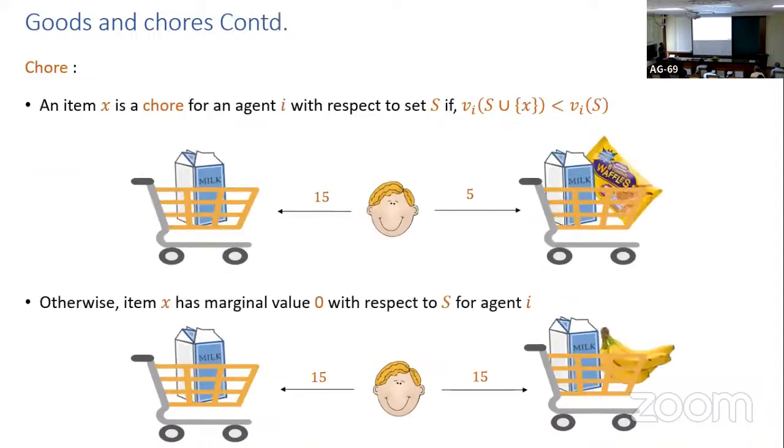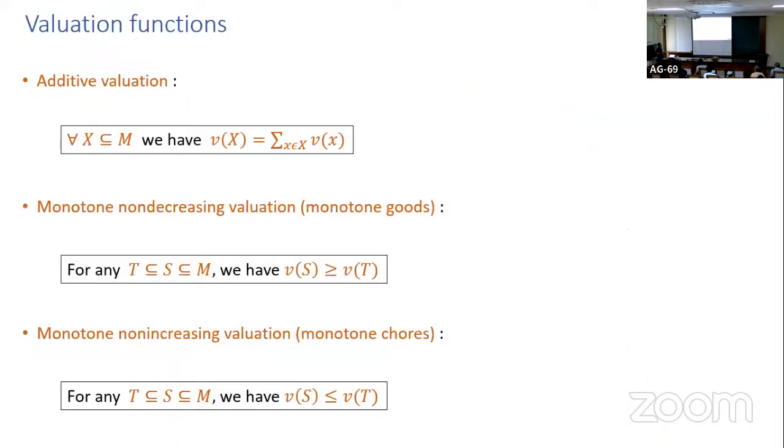An item is a chore if the marginal value for the item is negative. In this case, if waffle is added to milk, then this person values it at a lesser value. And we say that an item is irrelevant when it has marginal value 0. That means it doesn't change the bundle value if he adds banana to this. Is it additive? We'll see different valuation functions here, so this will answer your question.